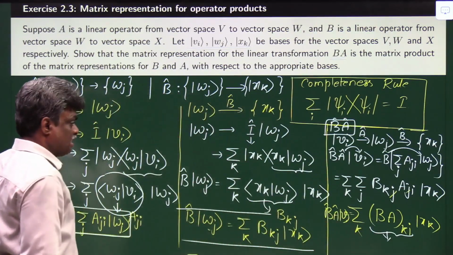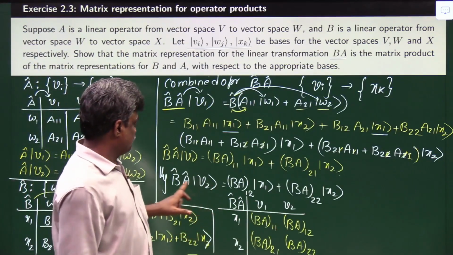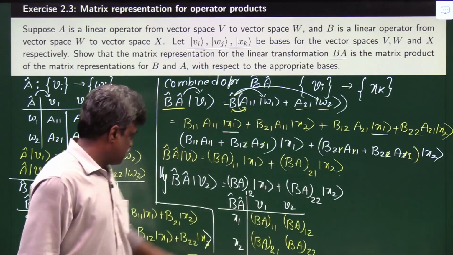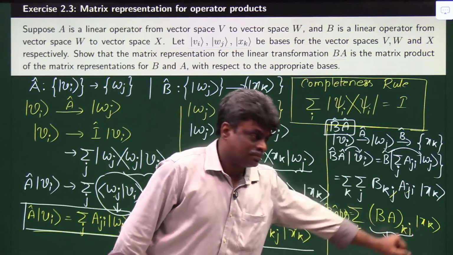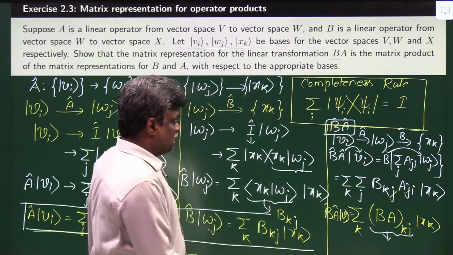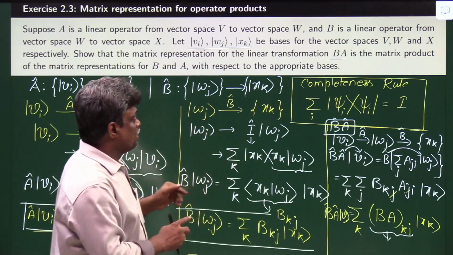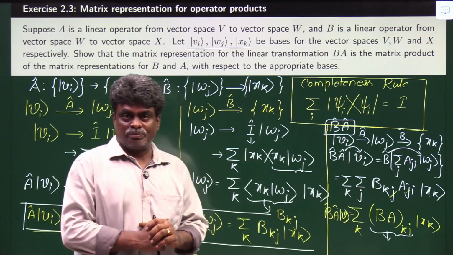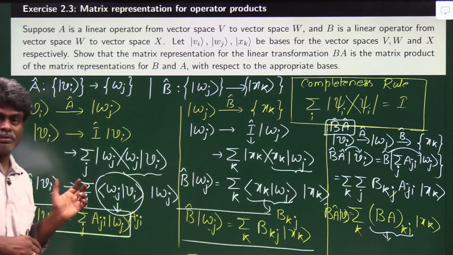If you see our earlier example, this one, a linear combination of x1 x2, and here also the same thing. Okay, so that's it, I have explained this by using an example as well as by using this completeness rule. I hope you understand. If any doubt is there, please contact. Thank you.